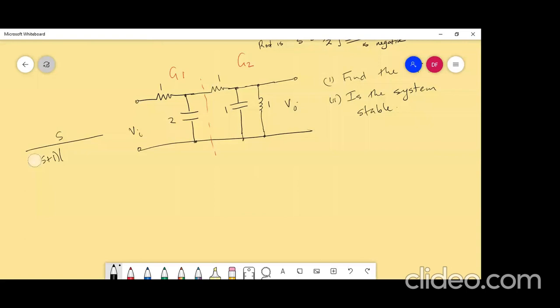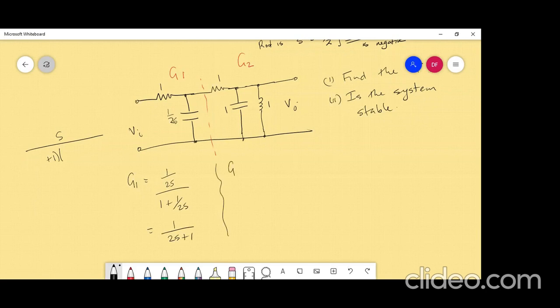Okay. All right, so what you got for G1? This part here, which is 1 over 2s. S1 over 2s plus 1 for G1. Yep. So that would be 1 over 2s over 1 plus 1 over 2s. And when you simplify that it is 1 over 2s plus 1.